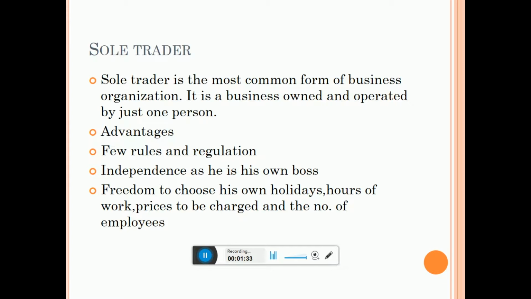So that's why the chapter is saying sole trader. It is a business owned and operated by just one person. Now going to the advantages. Few rules and regulations, because there are fewer rules and regulations as it is a small business.